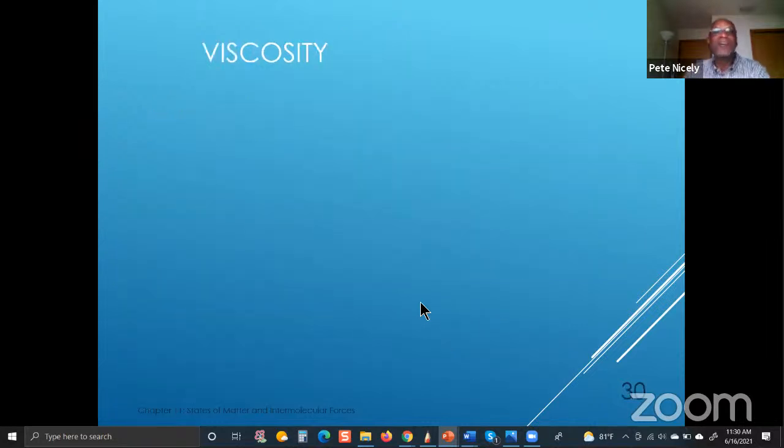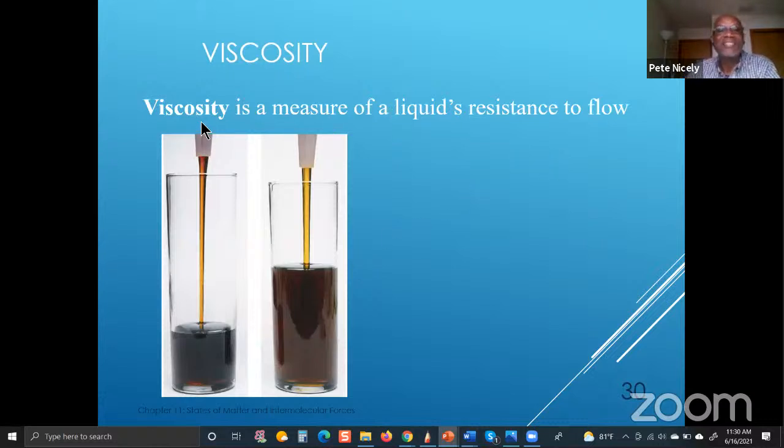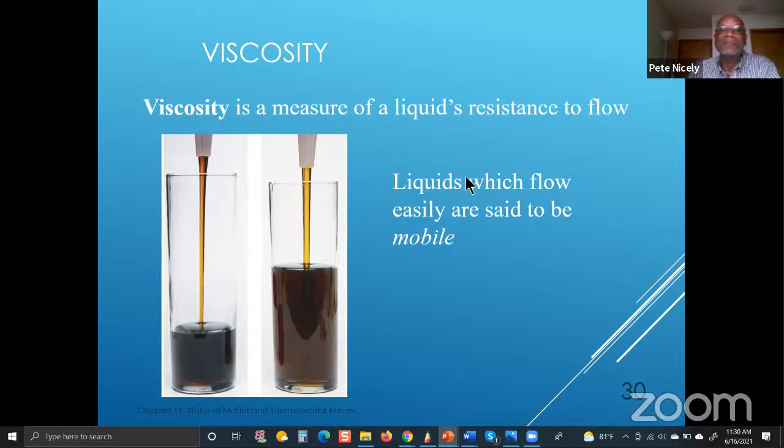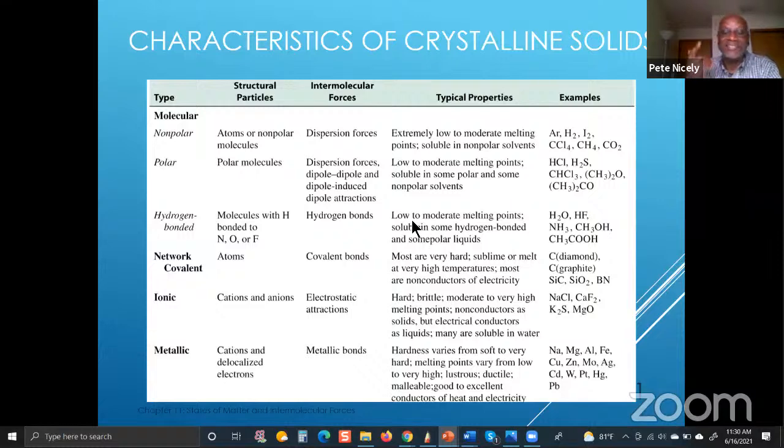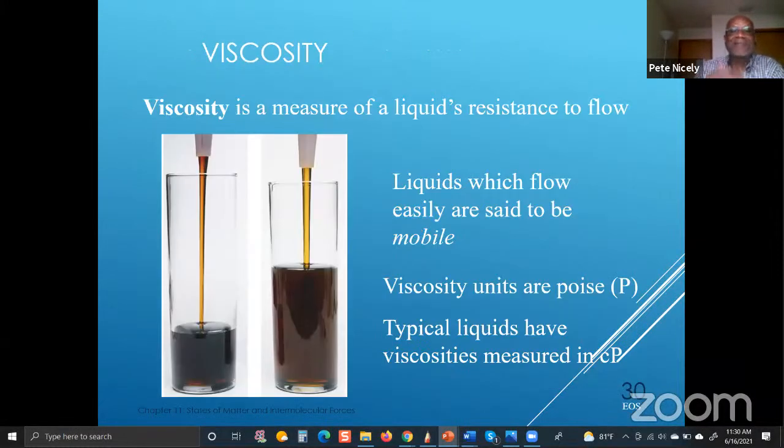Okay, let's talk about viscosity, right? Viscosity is a measure of a liquid's resistance to flow. And of course, liquids that flow easily are said to be mobile. And we measure viscosity in units of poise. Typical liquids tend to have viscosities measured in centipoise, all right? And viscosity, even though it's not mentioned here, is a function of the intermolecular forces. So basically, the greater the intermolecular forces that exist, the lower would be the viscosity, all right?